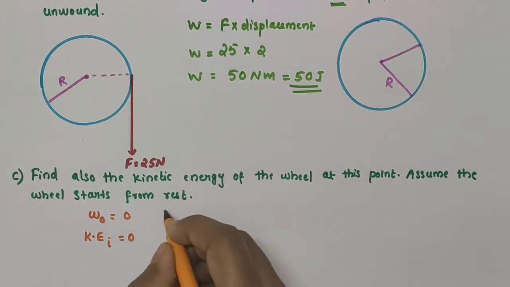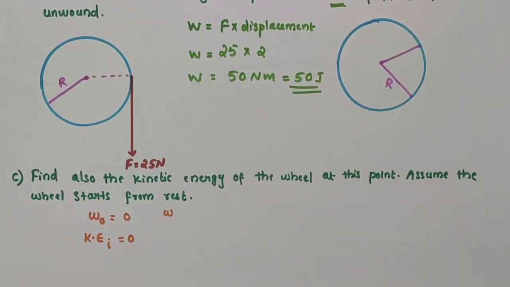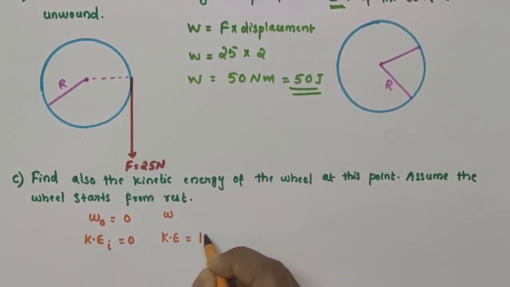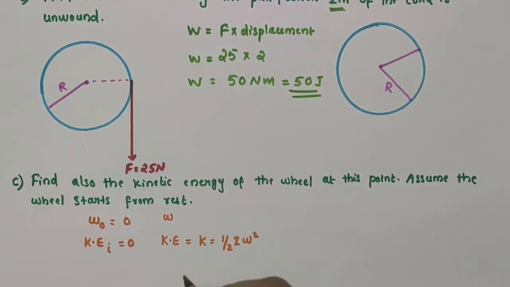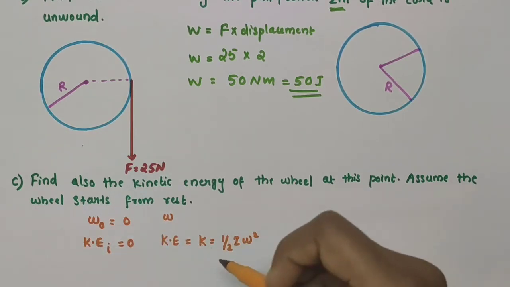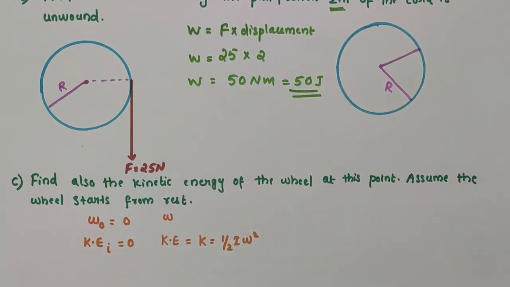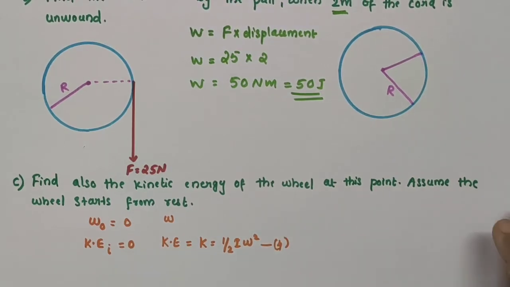If omega is the final angular velocity, then the corresponding kinetic energy can be taken as K equal to half I omega square. This is the kinetic energy gained, because its initial kinetic energy was 0 and now it has some kinetic energy. So the kinetic energy gained is equal to half I omega square, and I am taking this expression as 4.